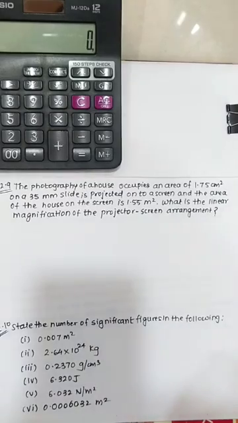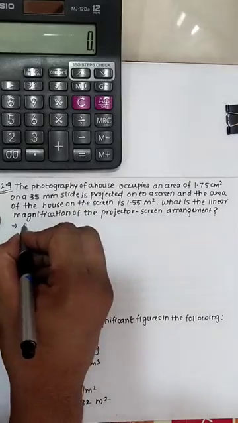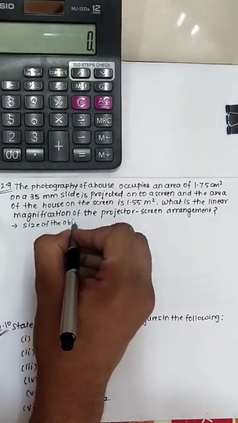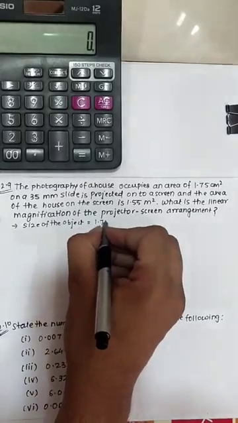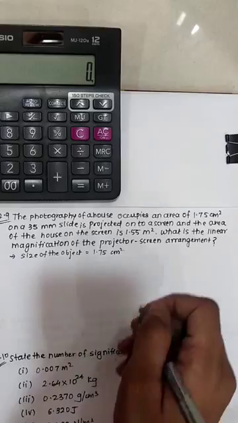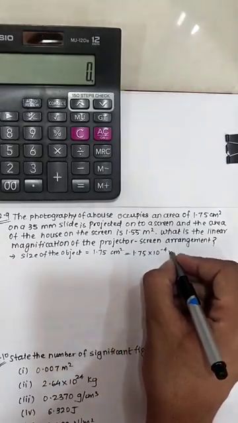The photograph of our house occupies an area of 1.75 centimeter square. Here they have given the size of the object, that is 1.75 centimeter square, but this centimeter square will not work. I have to convert it into meter square. So the answer is 1.75 into 10 power minus 4 meter square.